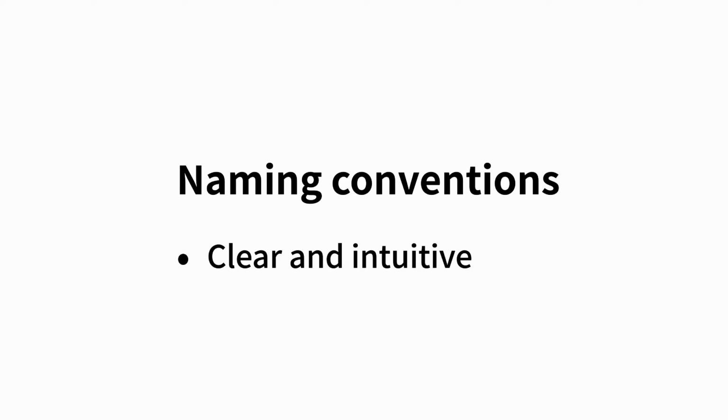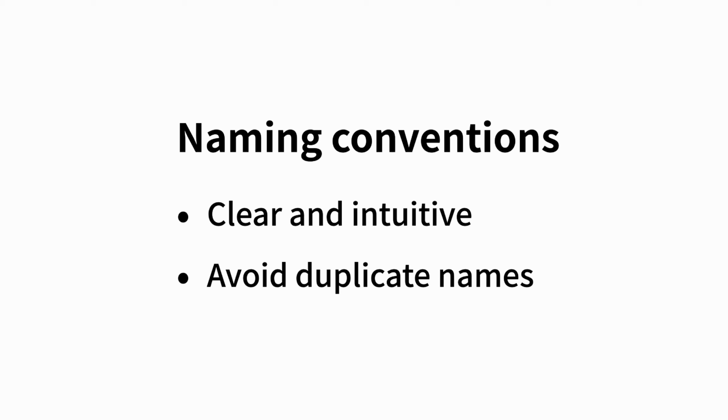Finally, keep this in mind, whether it's object, element, or other types of variables. Names should be clear and intuitive so you can tell what they represent just by looking at them. Don't use duplicate names, as this can cause overwriting. With standardized naming, referencing and identifying variables later will be much easier.